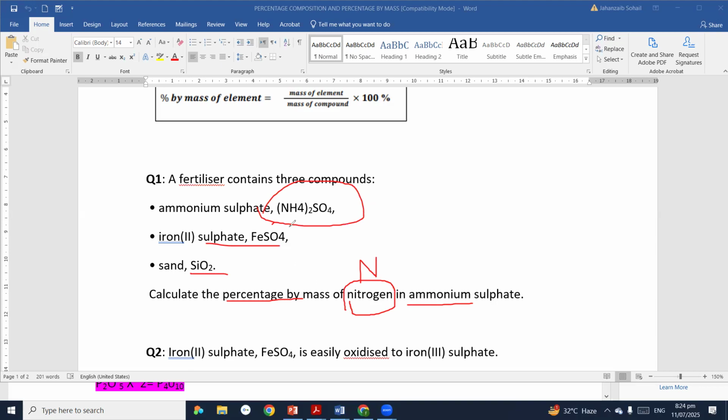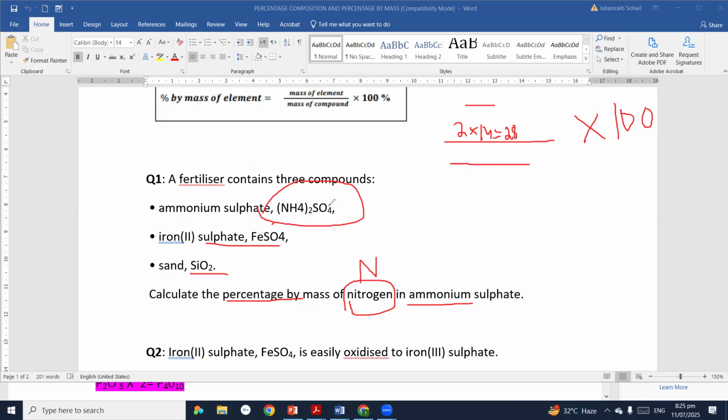Okay, so what I will do, I will write down the mass of nitrogen here and the mass of the whole compound here and multiply by 100. Can you do it, beta? Just solve it. Why have you written 24? There are two nitrogen. One nitrogen is 14. So yes, beta, 28. Very good.